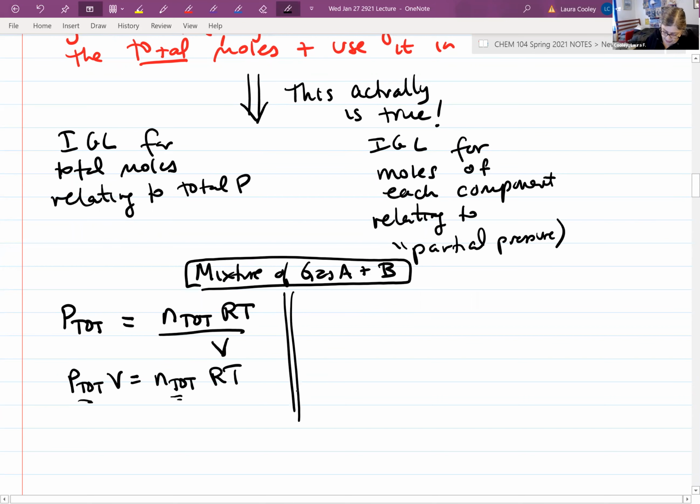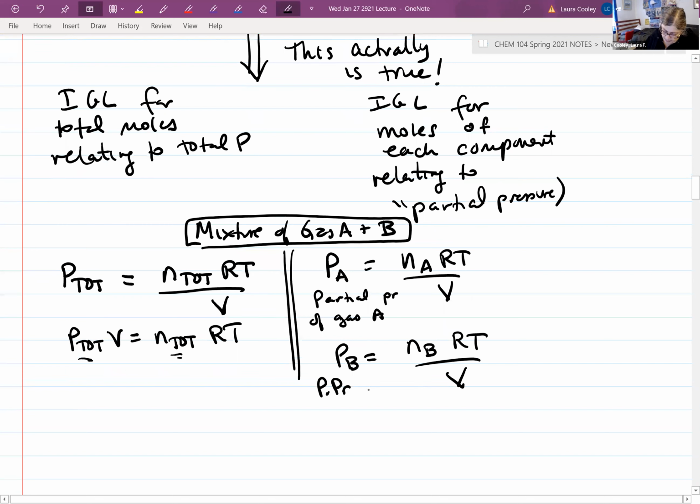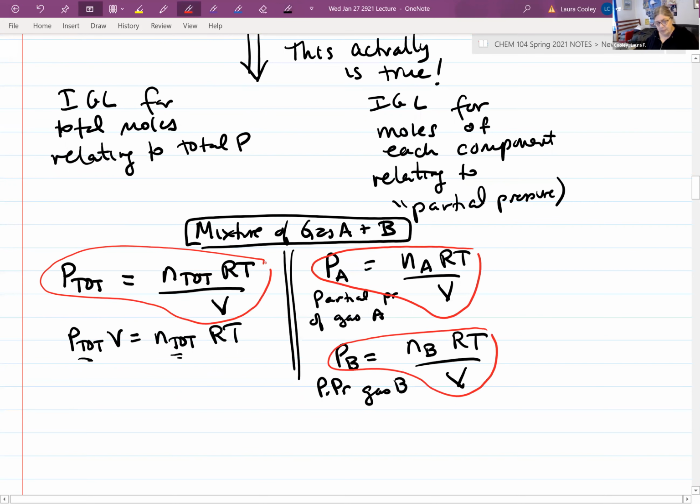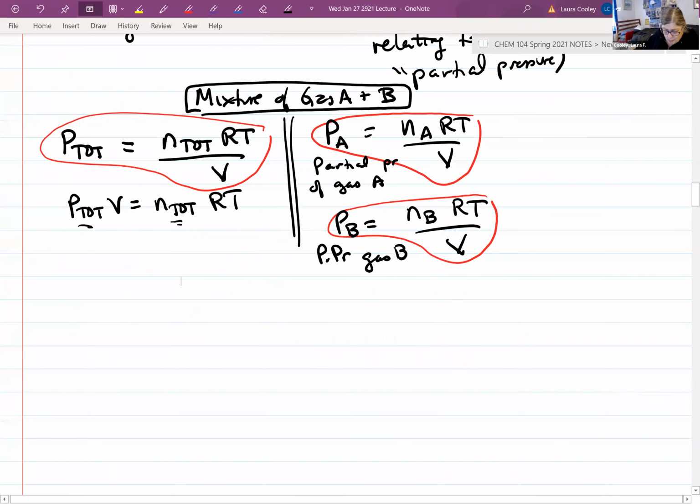But we also have a partial pressure. So this is called the partial pressure of gas A. And we also have a partial pressure of gas B, okay? So look at this. We have an ideal gas law, P equals nRT over V, for each of the component gases. And we have an ideal gas law for the total. And, okay, so what does it mean, a partial pressure? So what is a partial pressure?